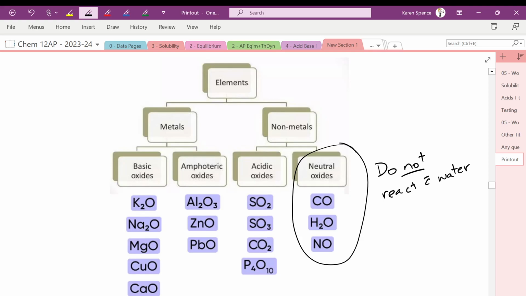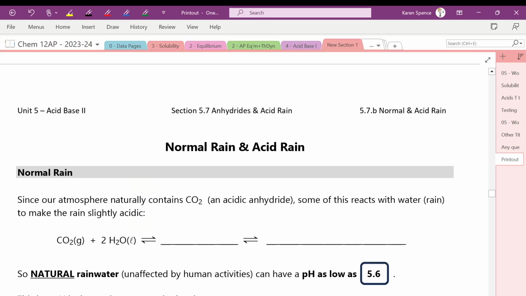But you don't need to know anything about them or memorize them, okay? I don't think they'll come up at all. Nobody's going to ask about them. AP's not. They're just there because they exist, okay? Normal rain and acid rain.